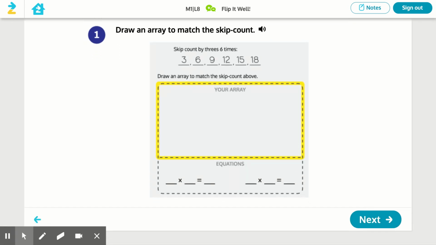Now, we're going to draw an array to match the skip count above. Now, keep in mind that each of our rows are going to have 3 in them because we are counting by 3. And we are going to have 6 total rows because we did this 6 times. Please pause and create your array now.